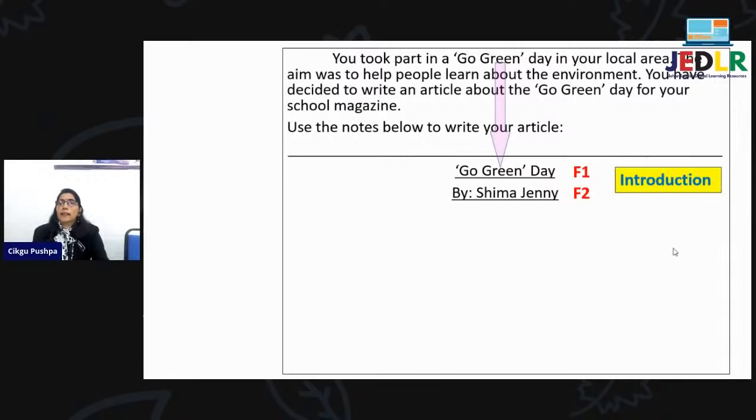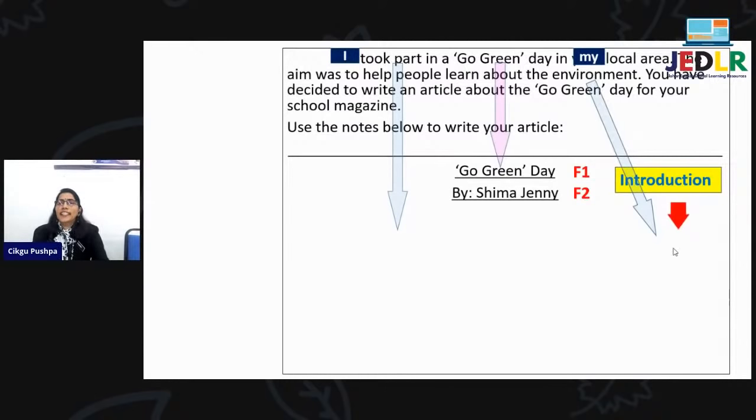Next is your introduction. Remember, what are you supposed to do now? Yes, let's go back to the question. Change the pronoun. So it's going to be, I took part in a Go Green Day in my local area. The aim was to help people learn about the environment. So you just need to change the pronoun and make it yours.